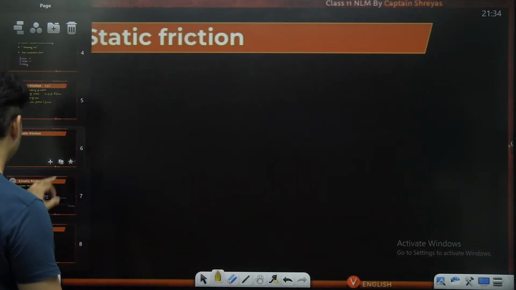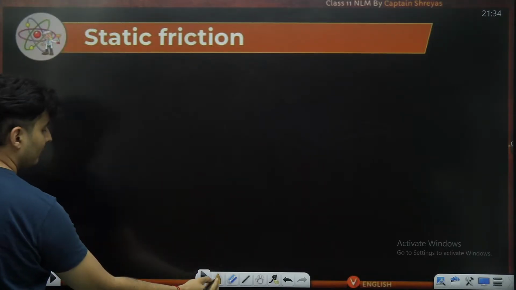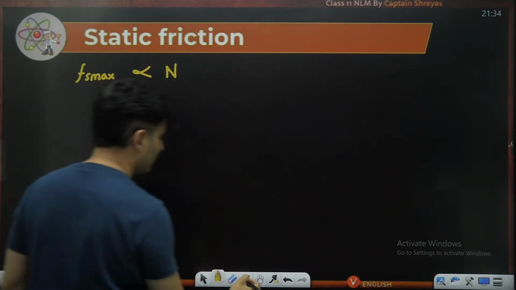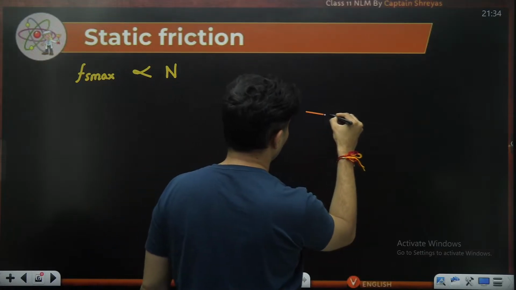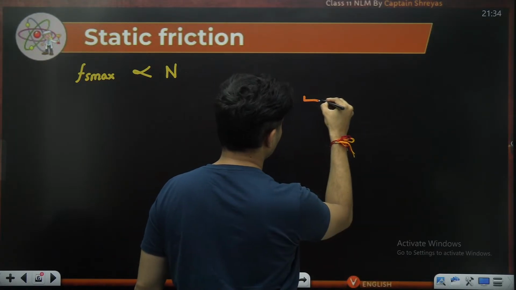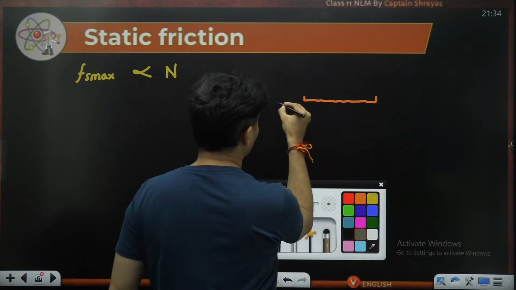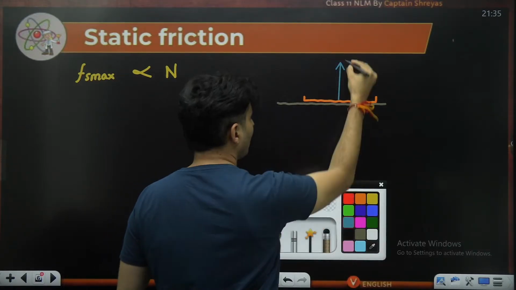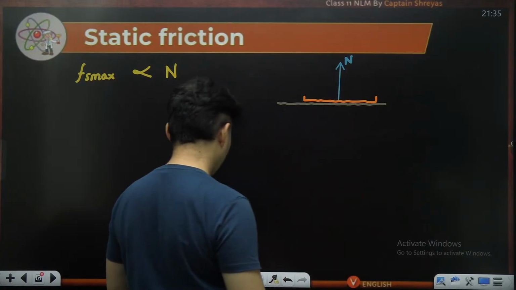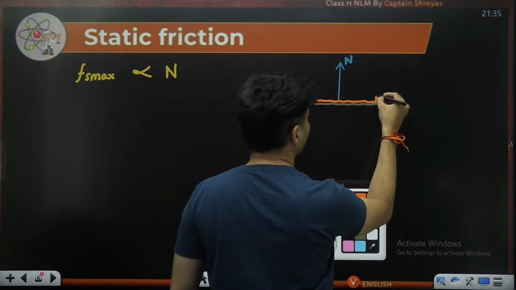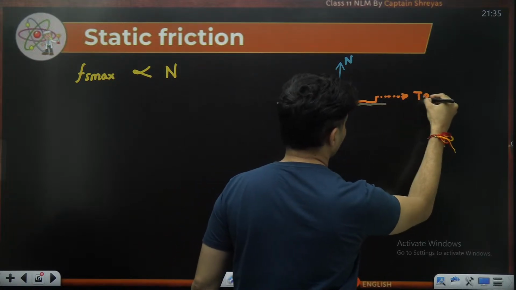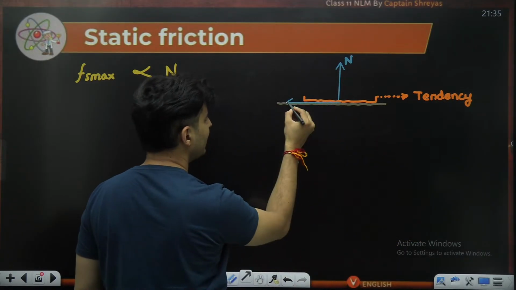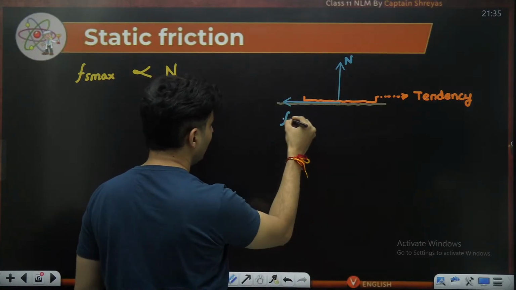So I'll just put it up over here. The value of Fs max, the limiting friction, is directly proportional to the normal force. So say for example, this is our surface which is in contact with another surface, and we say that there is a normal force over here, and maybe there is a tendency to move. This is how the tendency is. That means it wants to move there. So static friction will always oppose that tendency. So static friction will act like this.